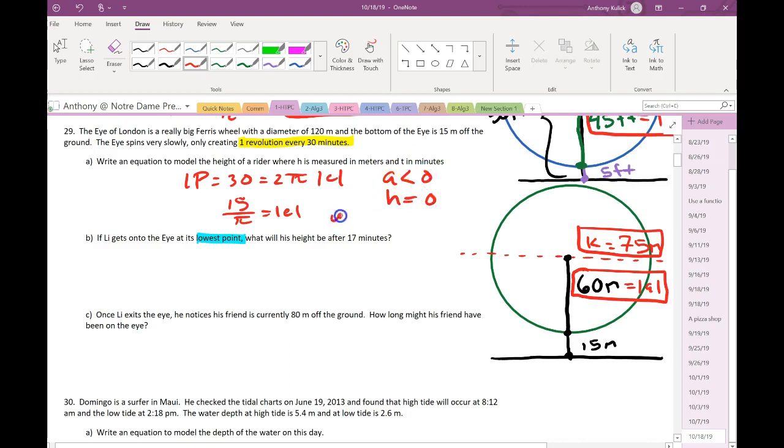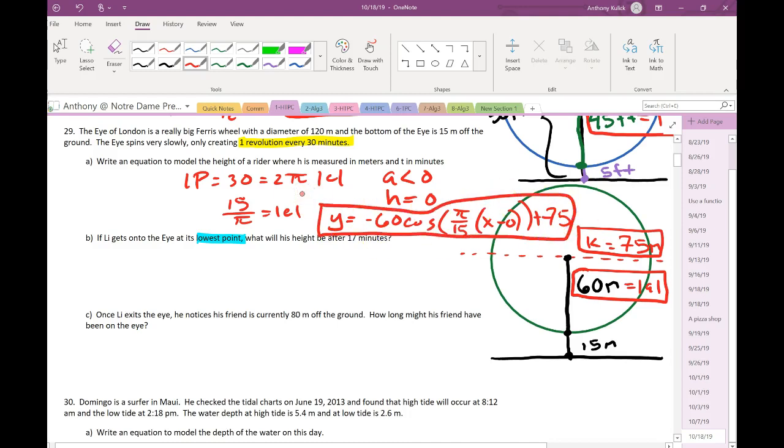So putting this all together, I have negative 60 cosine of pi over 15, x minus 0 plus 75. Everybody okay with that?